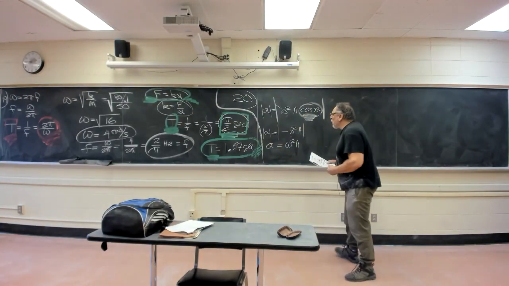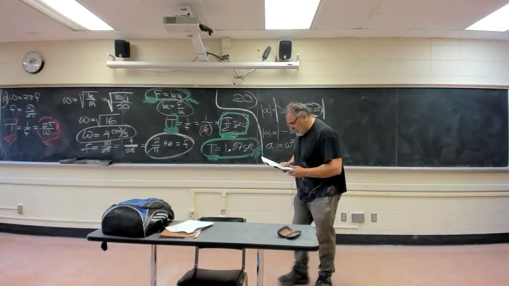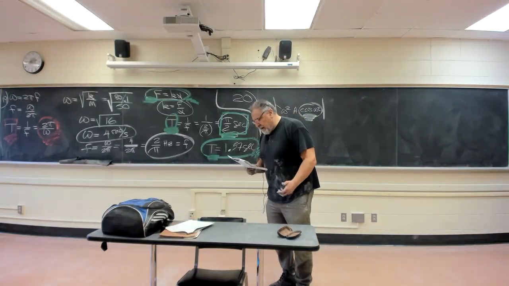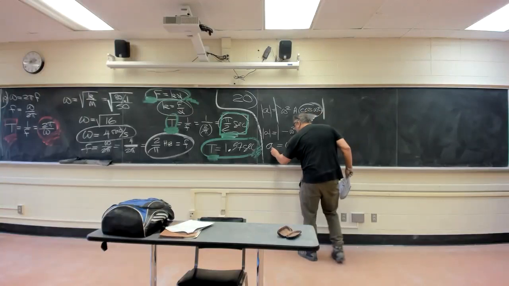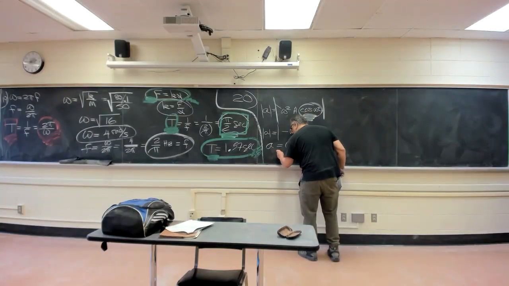Omega squared A is where the maximum is going to occur. So if they're talking about this, that's kind of where it's at, and that's where the A max is going to occur.